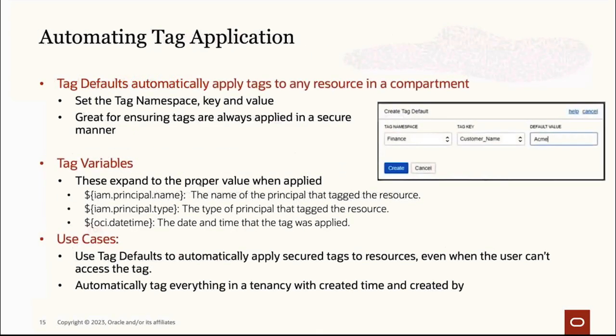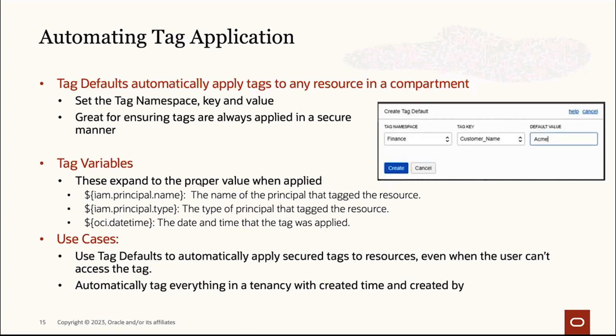So next, I wanted to talk about how you can automate tag application. This is done through the tool called tag defaults. And tag defaults essentially lets you specify tags that are then applied automatically to all the resources at the time of creation in a specific compartment. So you're really able to just make sure that appropriate tags are being applied at resource creation. And what's great about it is that it also doesn't require the user who's creating the resource to have access to the tag namespaces it's using to tag.